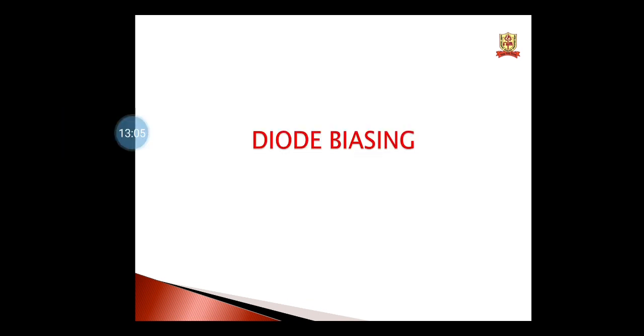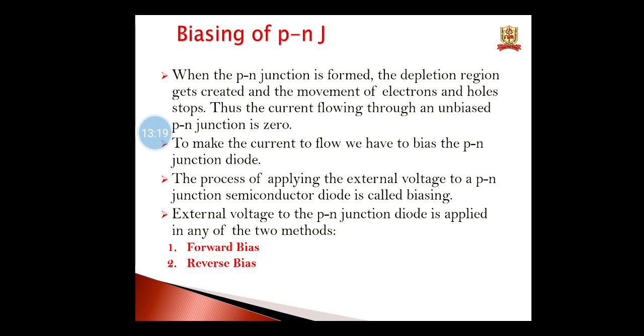So now the next topic is diode biasing. Biasing means basically to connect a power supply or voltage source to the device. So when a diode is formed, a single p-n junction is formed. Now since there is a potential barrier, we have to connect the power supply or voltage source to the diode for current to flow. There are two ways in which we can connect the power supply or voltage source to the p-n junction diode. When we apply the power supply, it is called biasing.